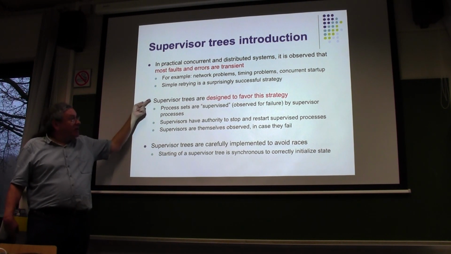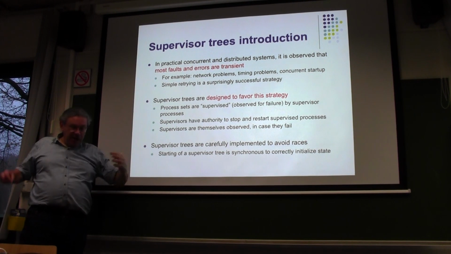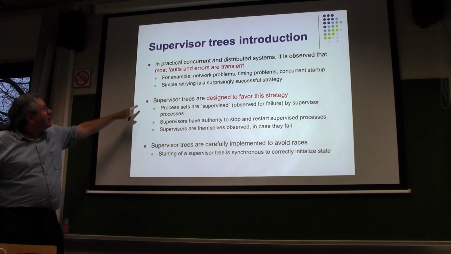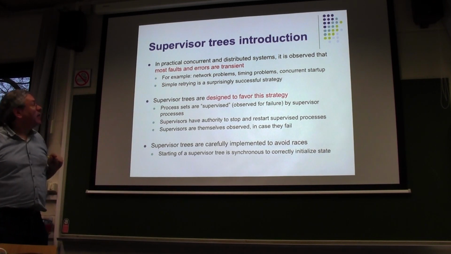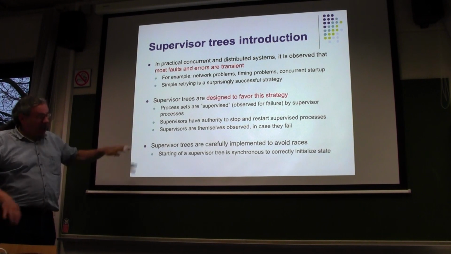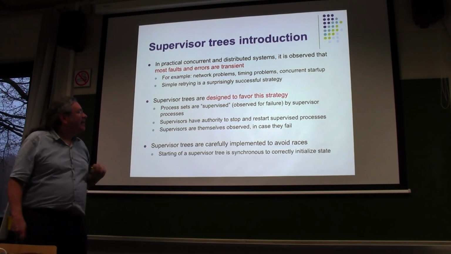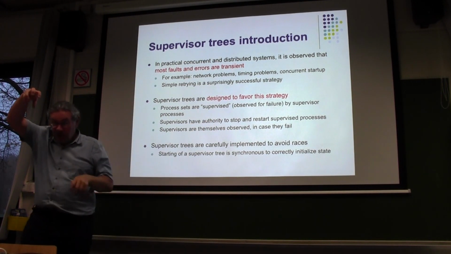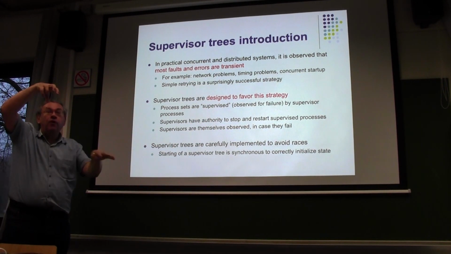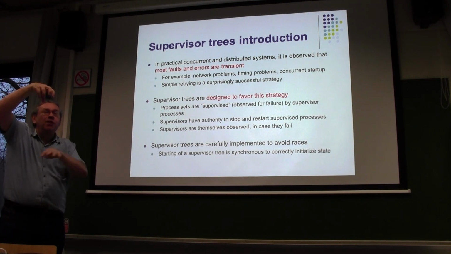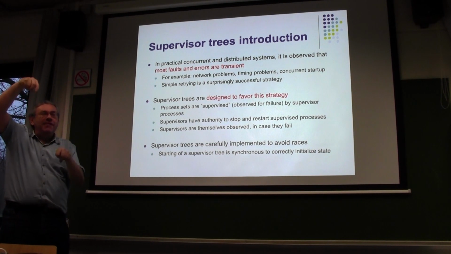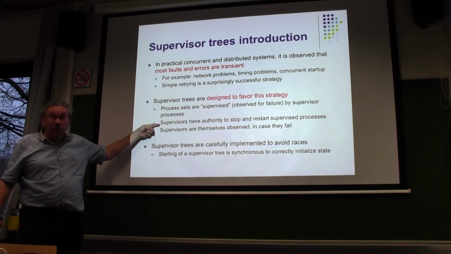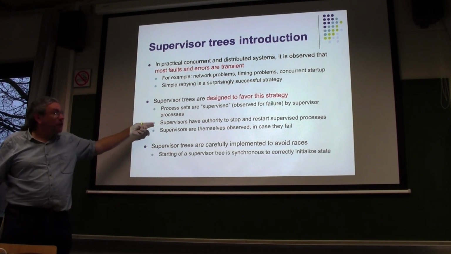And supervisor started out like this. And then it was elaborated, you can do much more, of course. But the basic design lets you very easily do retry. So you have a set of workers. They are supervised. Supervising means that there are processes that observe the workers, but only the failure of the workers. They don't care what the workers are doing. They only worry about failure. And the supervisors have authority. That means they can stop and restart.